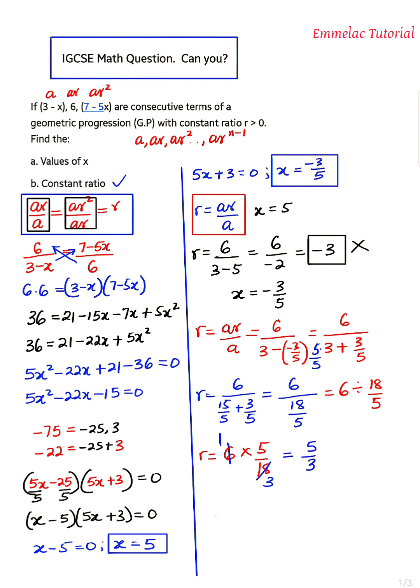So when x is negative 3 all over 5, then r is 5 all over 3. Now, since the question actually initially told us that r is greater than 0, then this value of r, which is 5 over 3, is valid.